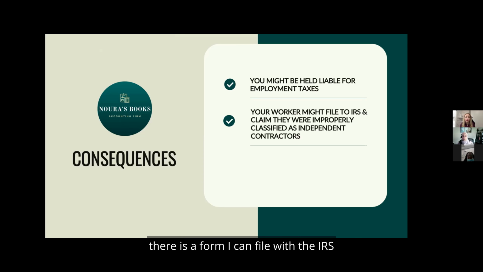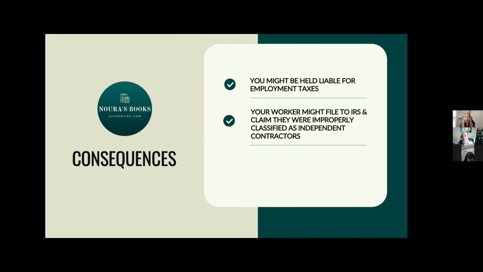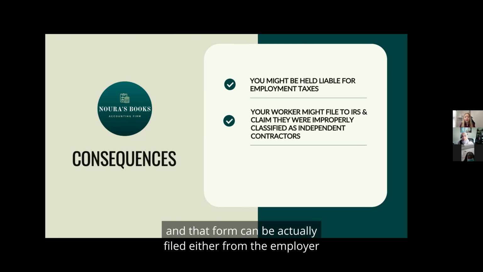but if it's a really special case, there is a form we can file with the IRS, and it usually takes 6 months for them to determine if your worker is an independent contractor or an employee. And that form can actually be filed either by the employer or by the worker themselves. So if you are an independent contractor, or a person who just wants to see how anyone who hired you has to consider you, independent contractor or employee, you can just file that with the IRS.